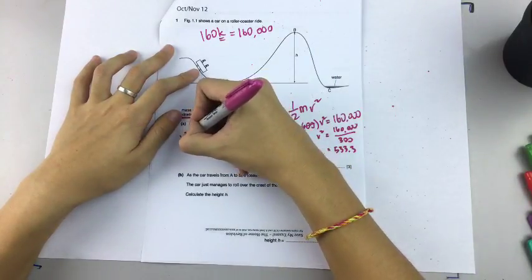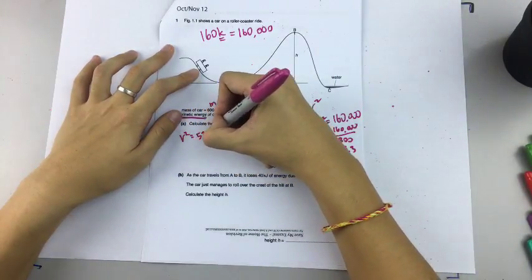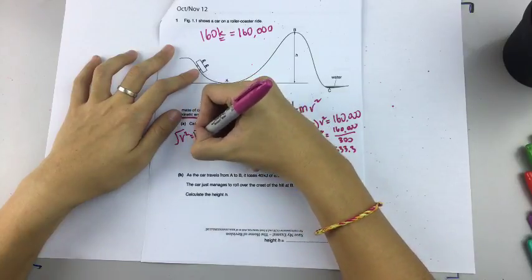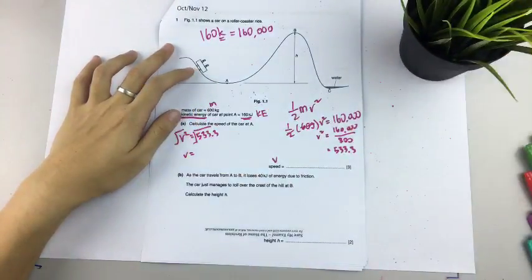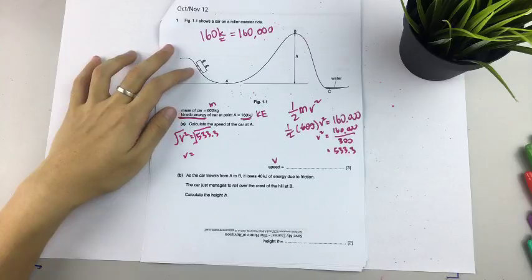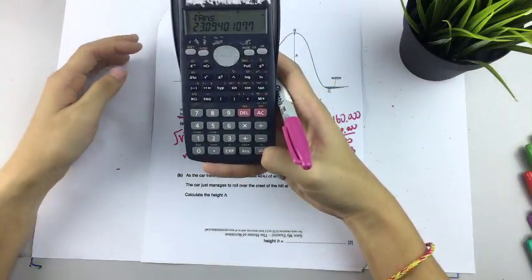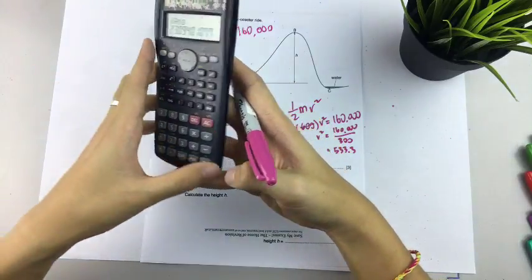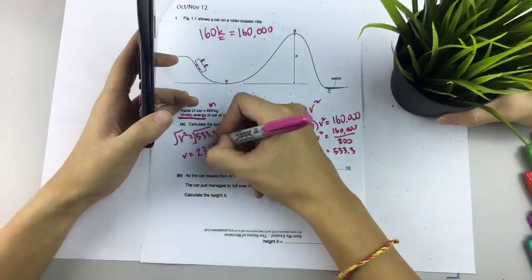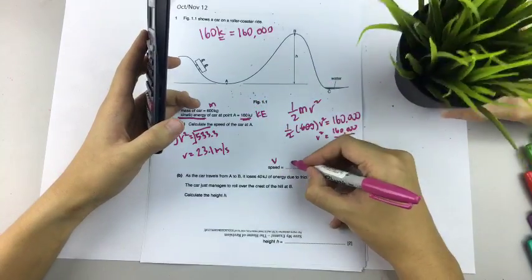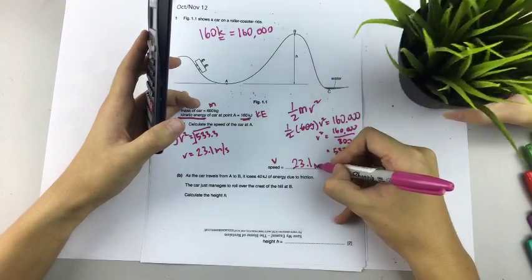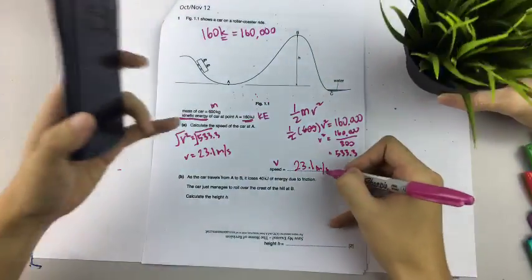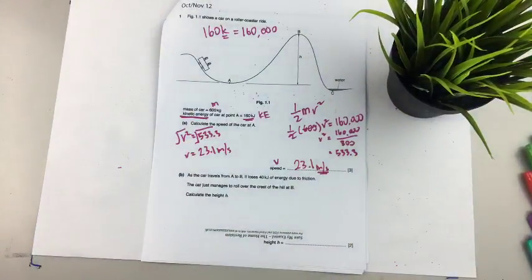Then we move on to this side. So v squared equals 533.3. Then you square root it, both sides. Then square root the answer. You get 23.1. So 23.1 meters per second. Always remember, do not forget your unit. If you don't write your unit, your teacher may mark you wrong.